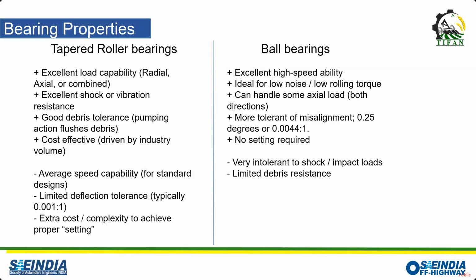So what we need to do, for the simple systems, is that generally a lot of people go with ball bearings, right? Excellent in high speed ability, ideal for low noise, low torque. Generally we don't do any torque in the systems unless there are some other requirements. Can handle axial loads in both directions, right? More tolerant if you have enough misalignment, then also you can go for ball bearings. No setting is required, as I said, no torque is required here. Very intolerant to shock impact loads. You can use them for some simple applications, not for high load or high stress applications.